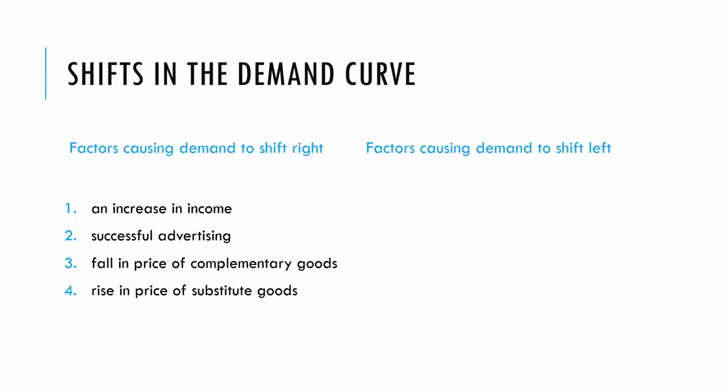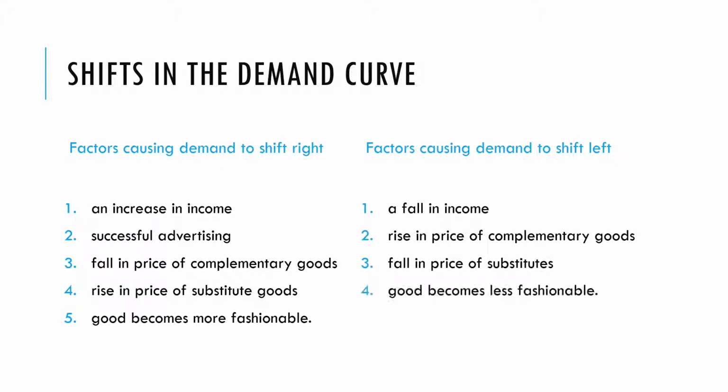A rise in the price of substitutes might also lead to an increase in demand. So if the price of, let's say, dairy milk goes up, then we might see an increase in demand for soya milk. Also, if goods become more fashionable, we'd expect a shift to the right. The opposite would also apply.